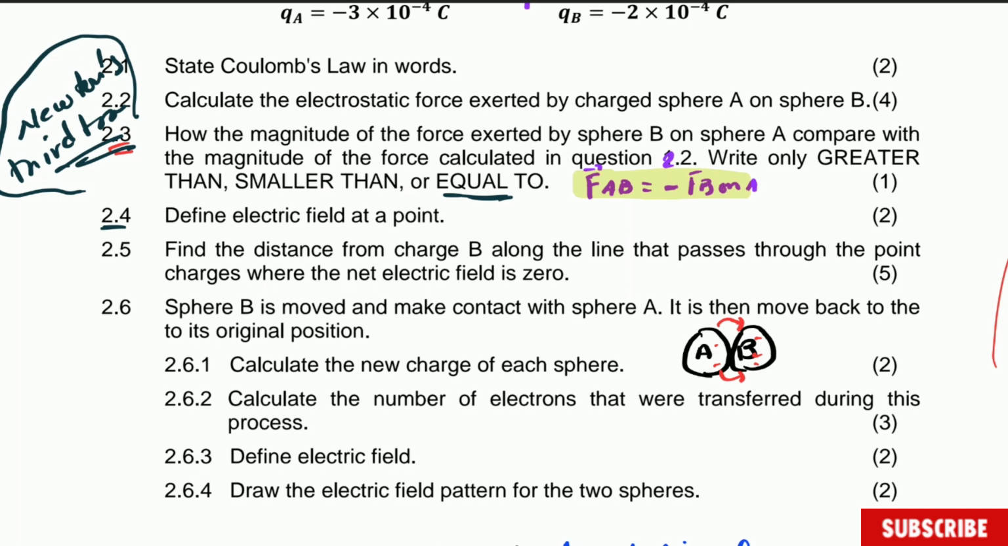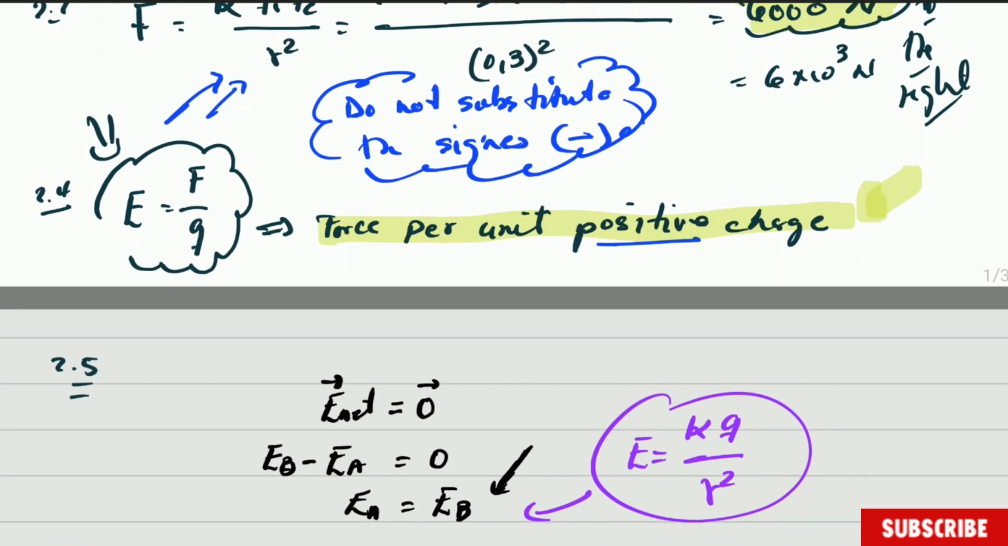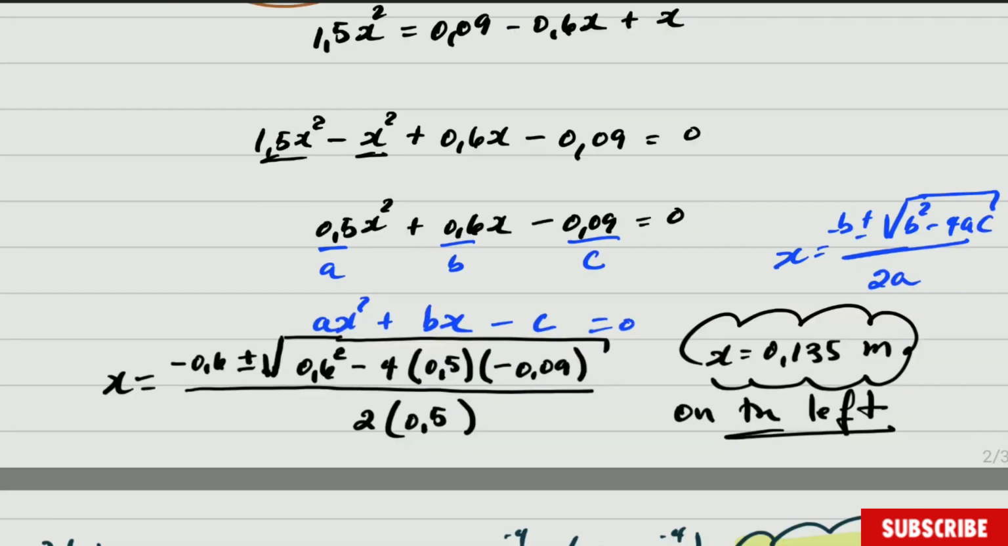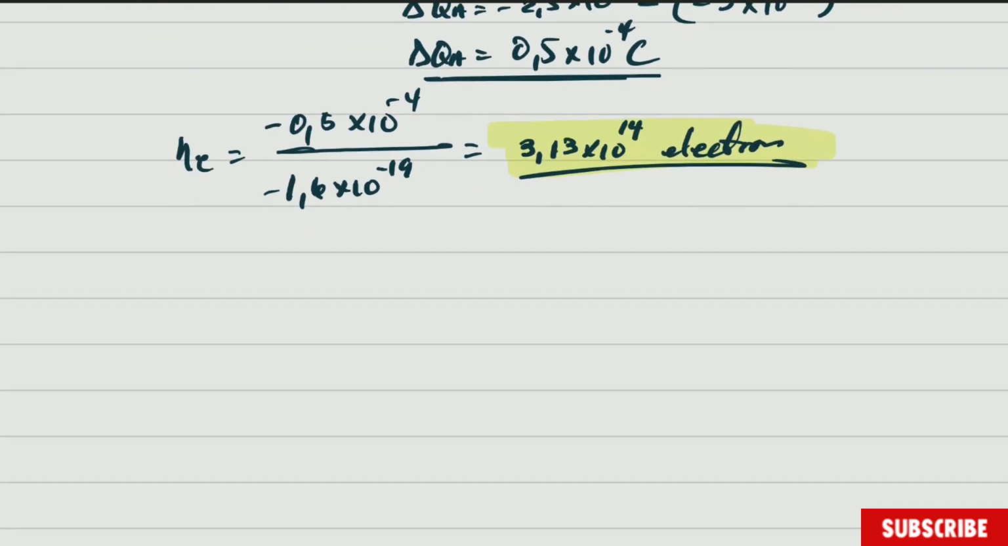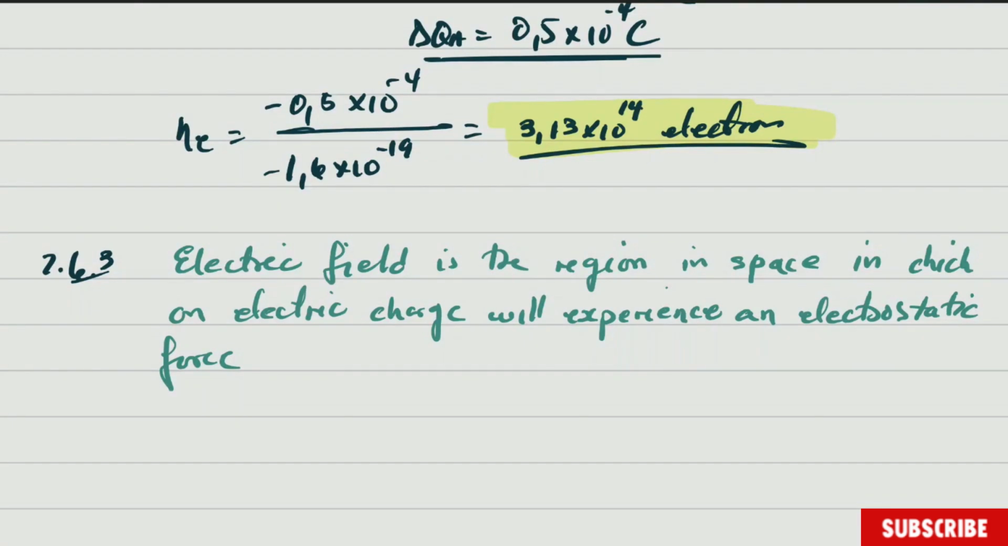Define electric field and draw the electric field pattern for the two spheres. This is not electric field at a point, so be careful with that one. Let's go to the definition of electric field and the drawing of the electric field pattern, obviously after they touch now. Electric field is the region in space in which an electric charge will experience an electrostatic force. That is the definition of electric field.